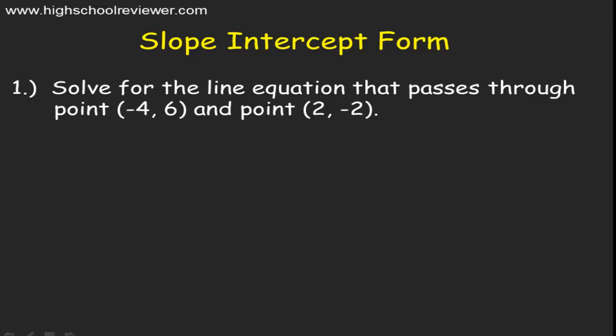Slope-intercept form problem number 1. Solve for the line equation that passes through point -4 and +6 and point +2 and -2.